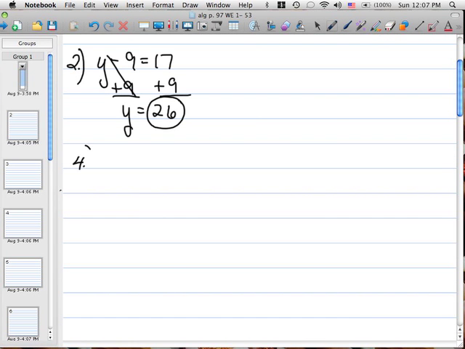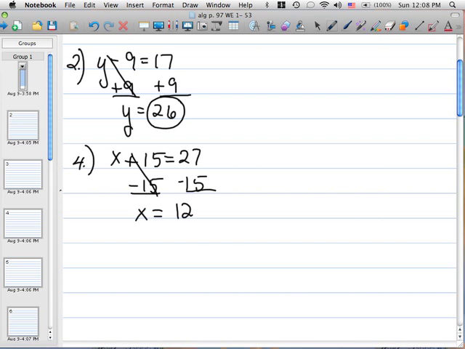Skip a line, problem 4, copy it, x plus 15 equals 27. I'm going to solve for x, so I'll subtract 15 from both sides to get rid of the plus 15. Opposites make 0, so those go out. x equals 12, 27 minus 15. And you can check: 12 plus 15 makes 27. 26 minus 9 makes 17.